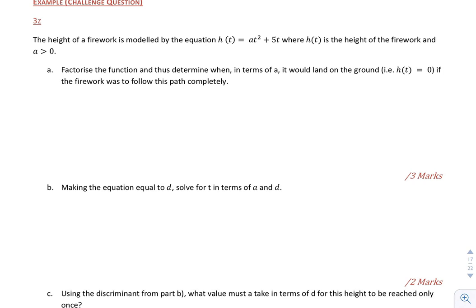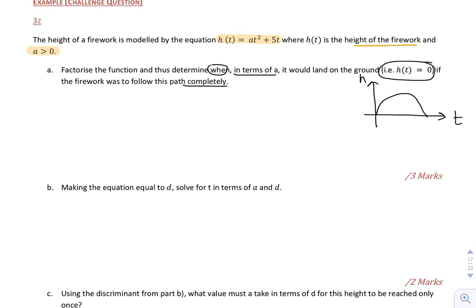Example 3z. The height of a firework is modelled by the equation h of t equals at squared plus 5t, where h of t is the height of the firework and a has to be greater than 0. Part A says to factorise the function and thus determine when, in terms of a, it would land on the ground, i.e. when is h of t equal to 0.